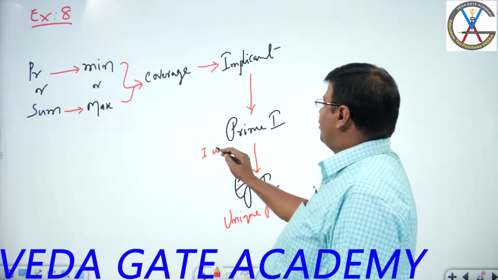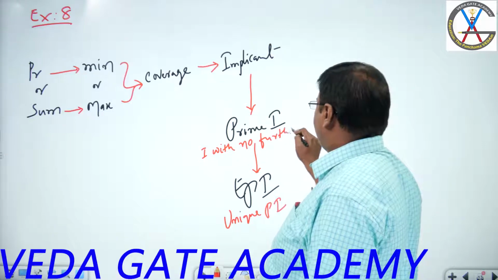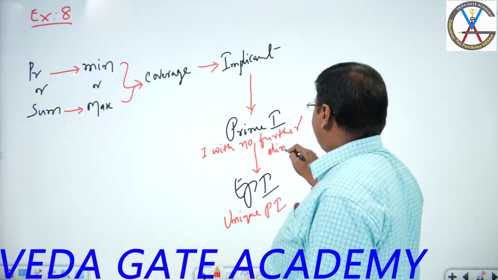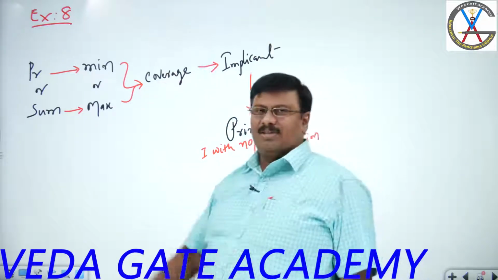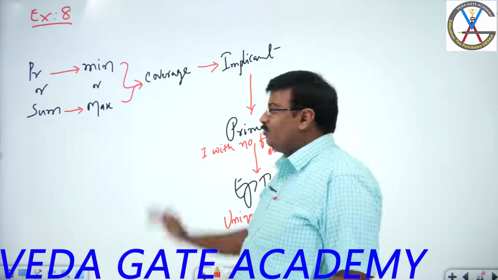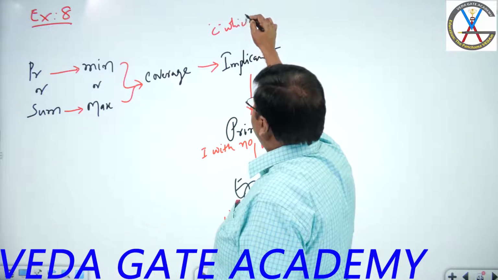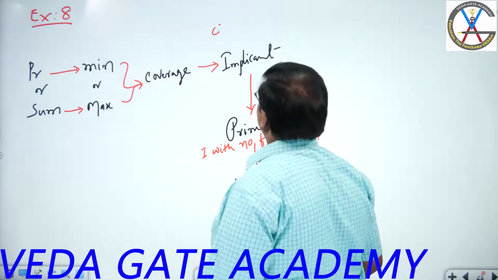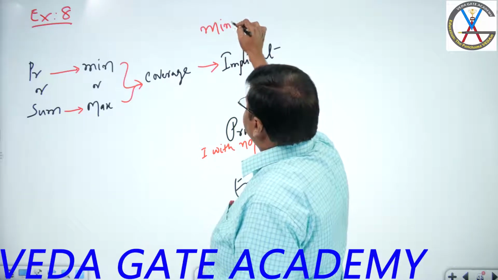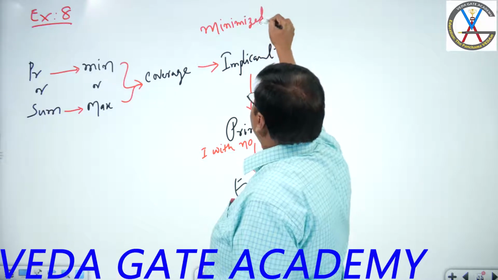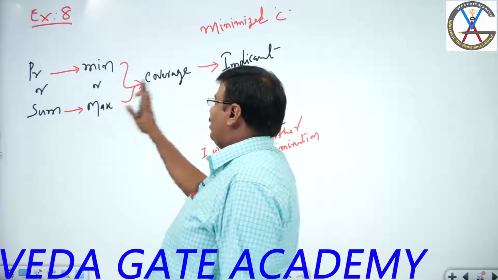Implicant with no further elimination or minimization. Correct? Implicant is a coverage, but every coverage is not an implicant. So which coverage is an implicant? Coverage, or I can say, minimized coverage. Minimized coverage is implicant.